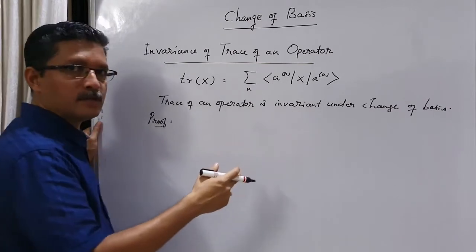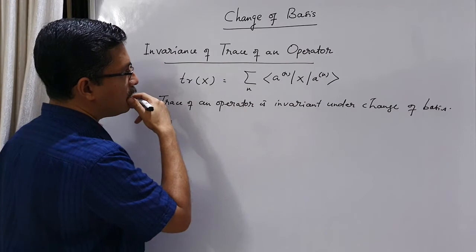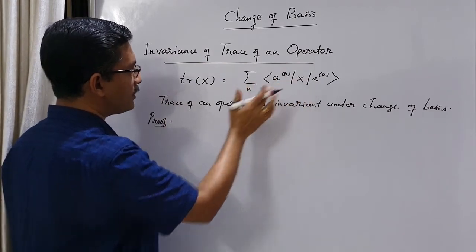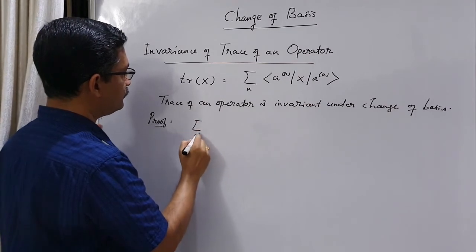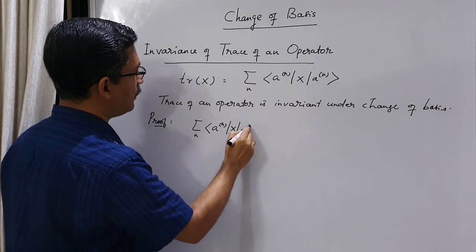So there are different ways to prove this, and I am attempting one way. So let us consider the trace in the old basis. Okay, so sum over n, ⟨an|x|an⟩.